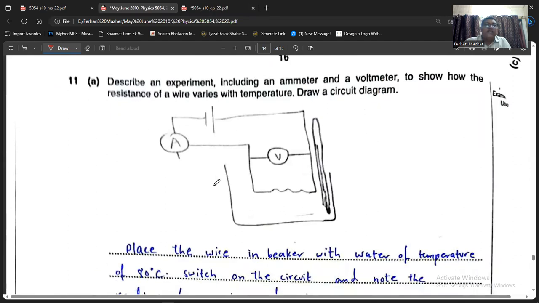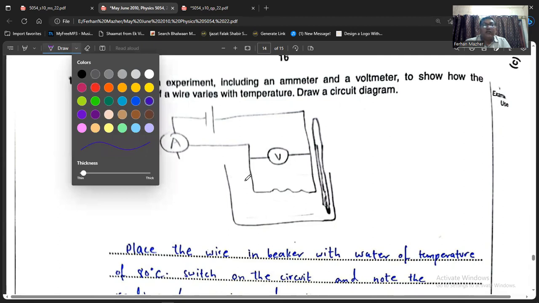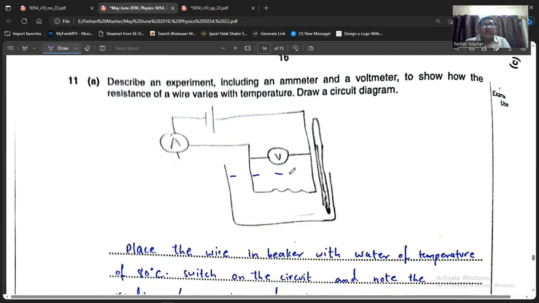So here you can see we have a battery. Here we have connected it with the wire, and this has been connected back. This is the ammeter, this is the voltmeter, this is that wire. And here we have water in it. This is water basically.